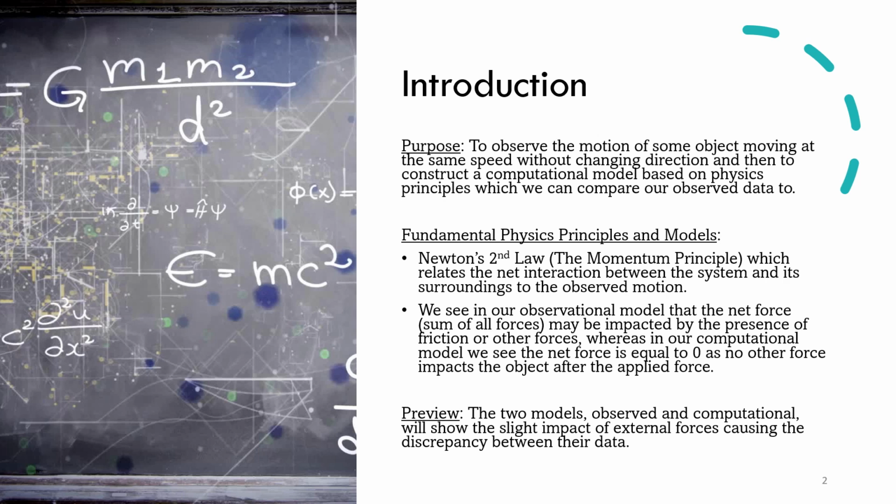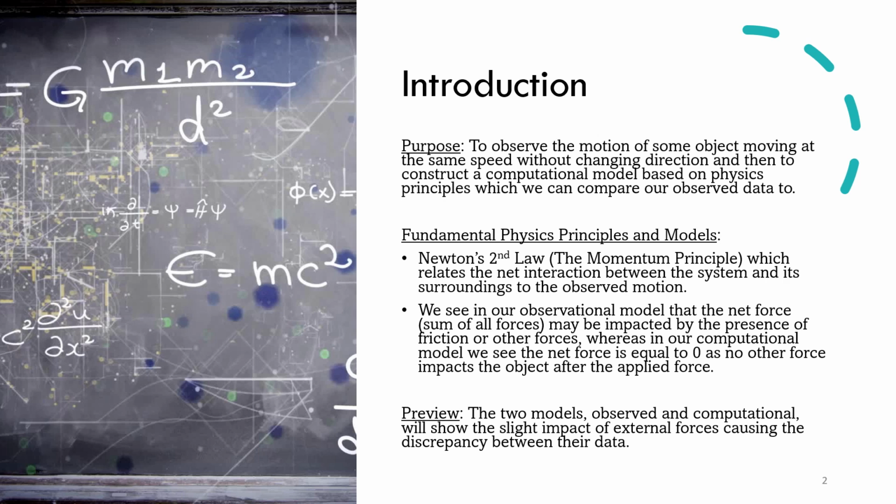The purpose of this lab was to observe the motion of some object moving at the same speed without changing direction, and then to construct a computational model based on physics principles which we can compare our observed data to. Some fundamental physics principles and models we can see in this lab are Newton's second law, the momentum principle, which relates the net interaction between the system and its surroundings to the observed motion.